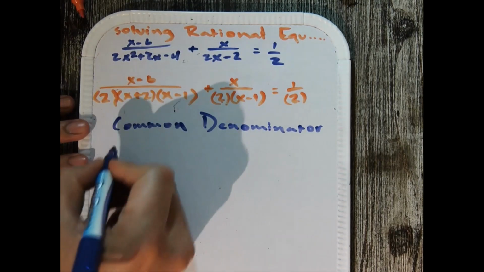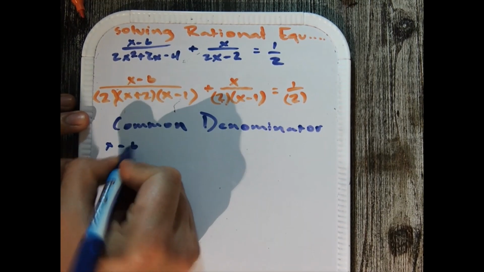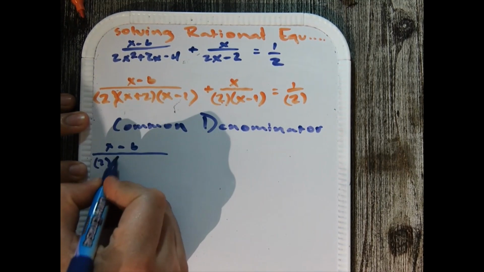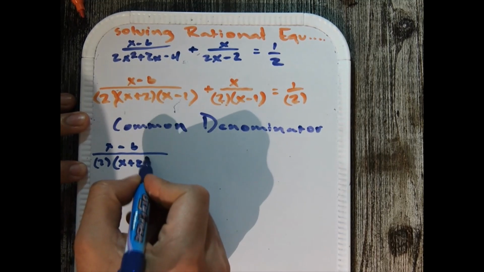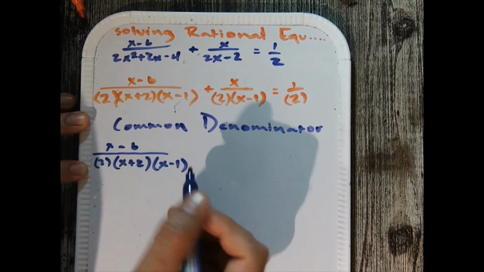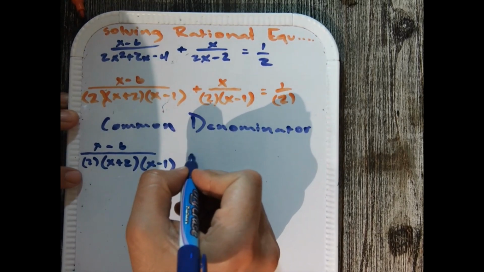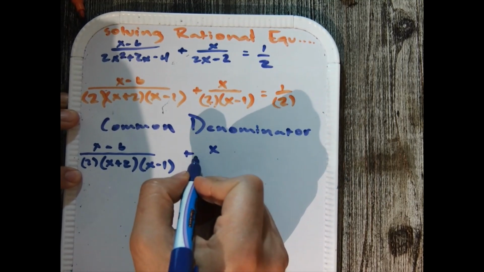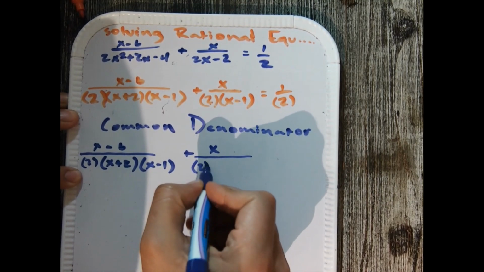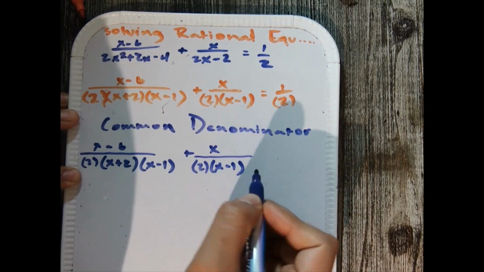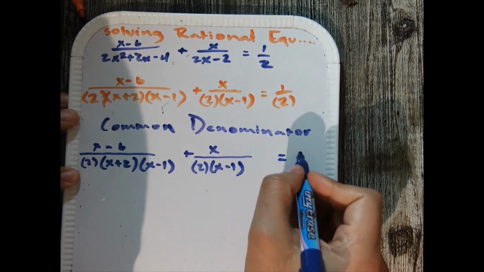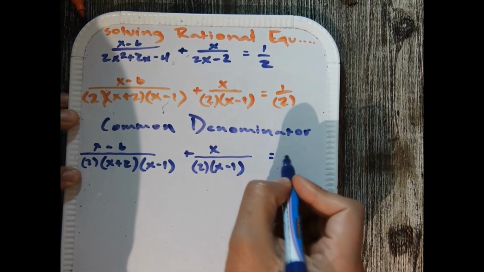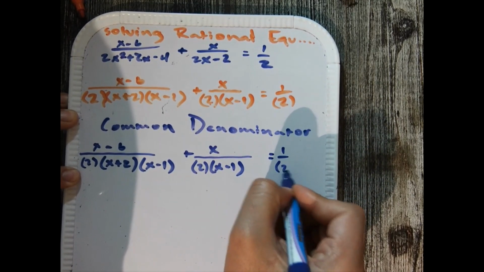So on this one, what I have is x minus 6 divided by 2 times x plus 2 times x minus 1. I'm not really going to be able to do anything there. Plus x over 2 times x minus 1 equals 1 over 2.